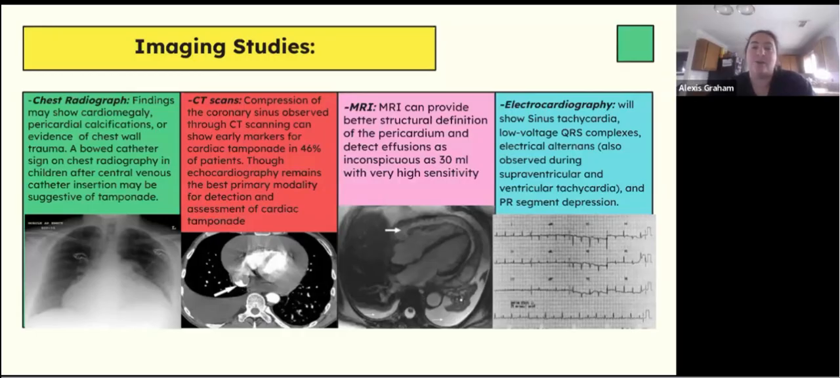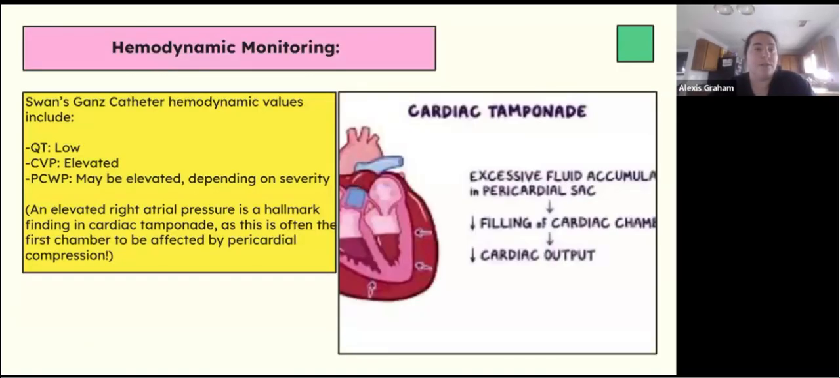MRI, this can provide a better structural definition of the pericardium and detect effusions as inconspicuous as 3 milliliters with very high sensitivity. ECG will also show sinus tachycardia, low voltage QRS complexes, electrical alternans, also observed during supraventricular tachycardia and ventricular tachycardia, and then PR segment depression. And these are the images. This shows the cardiomegaly, the compression on the coronary sinus, and then the MRI, and then the ECG. And then we'll go to the next one.